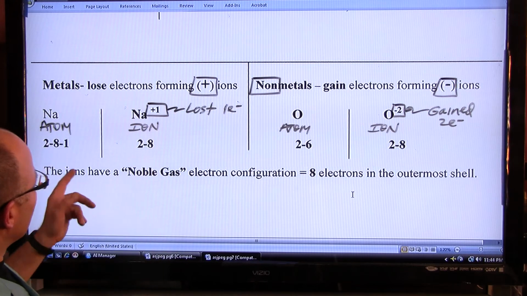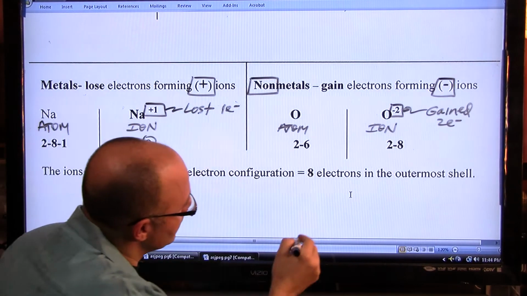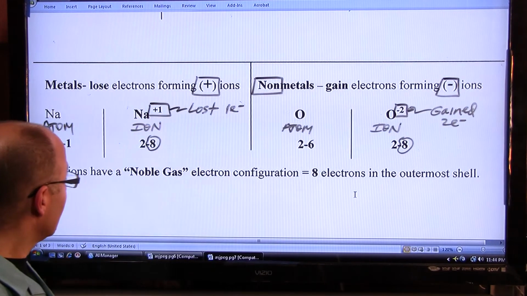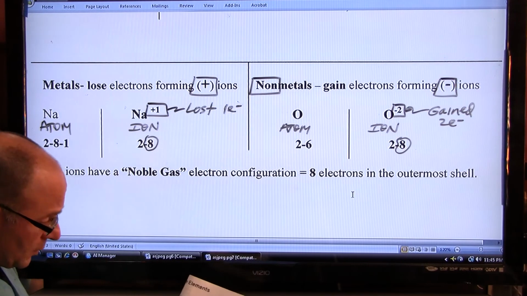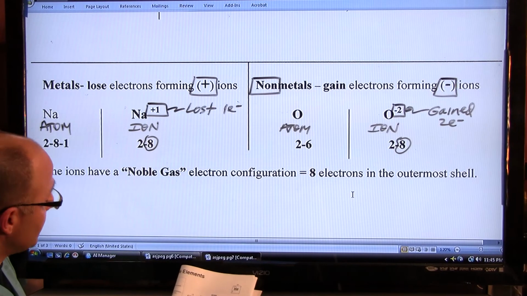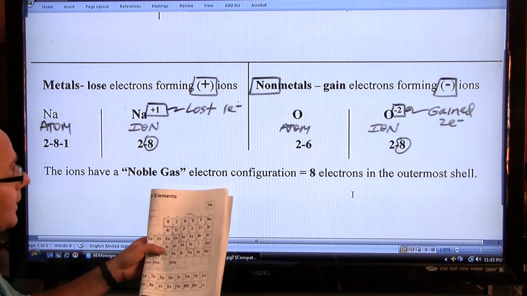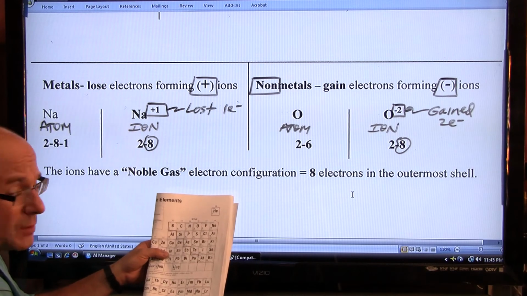All right, the goal, if you recall, is to get 8 electrons in the last orbit, because 8 is the maximum. And the elements in the periodic table that start out with 8 electrons in their last orbit, if you recall, are in group 18. They're called the noble gases. We'll talk more about this in the next unit, of course, which is periodic table.